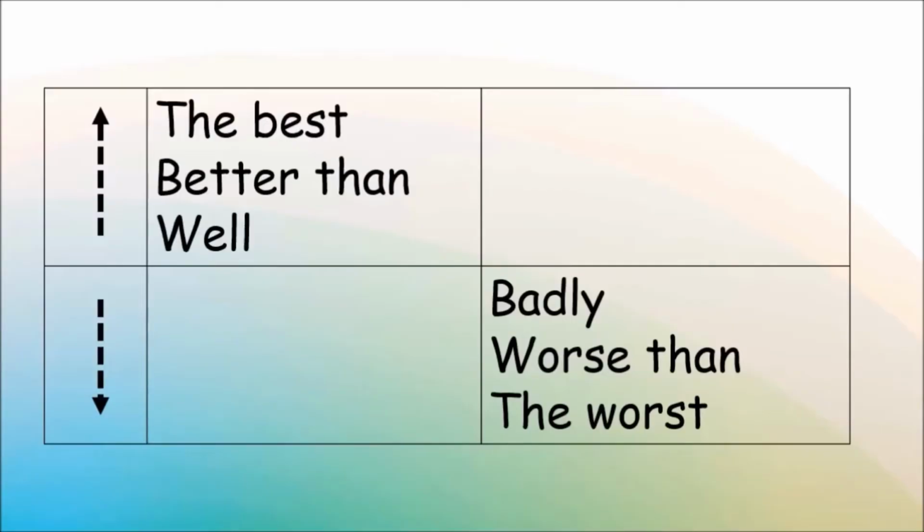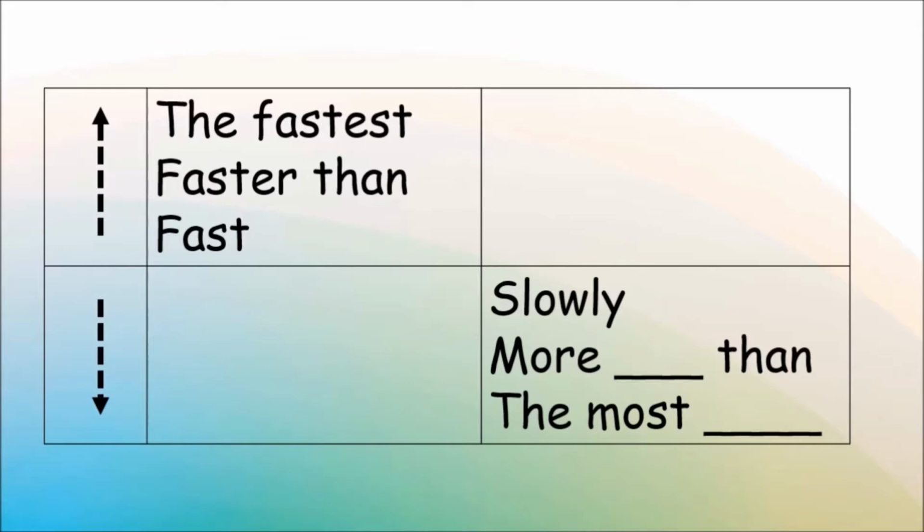We can also compare actions in the same way that we compare things. You see that I have moved the two-syllable adverbs to the right side of this chart. If one person does something well, another person might do it better, and a third person might do it the best of all. If one person runs slowly, another person might run more slowly, and a third person might run the most slowly of all.